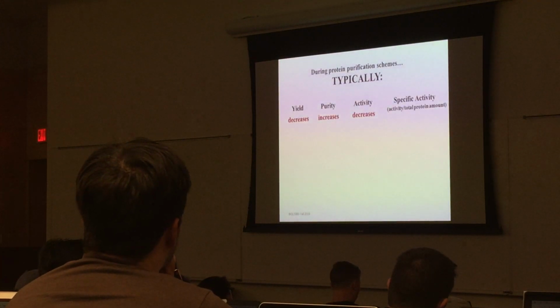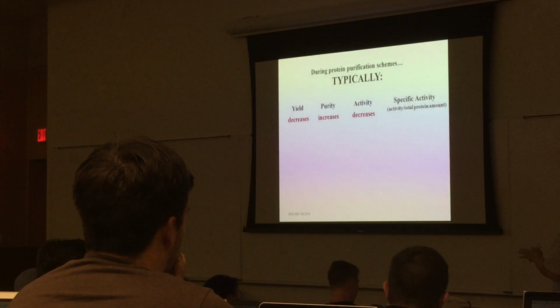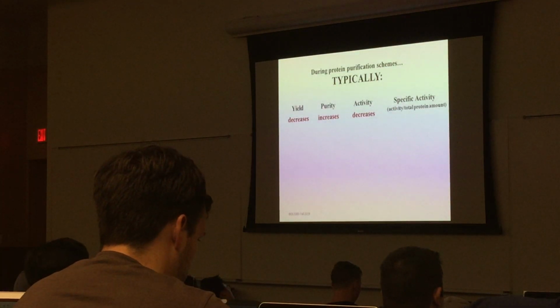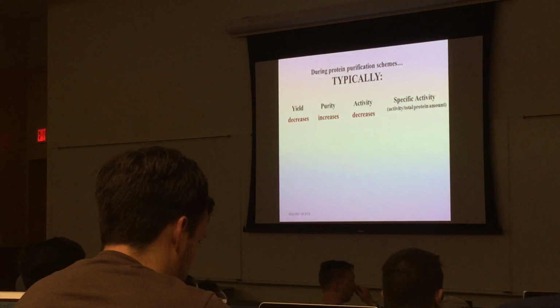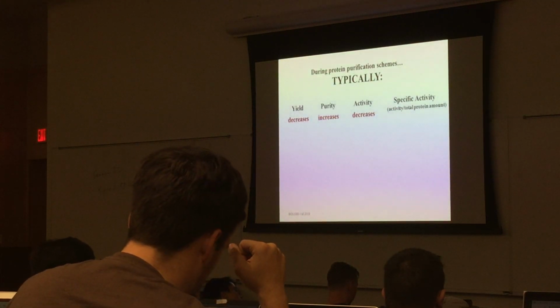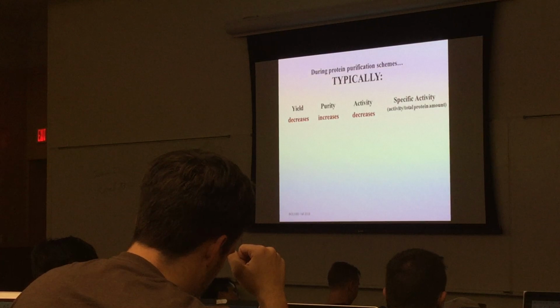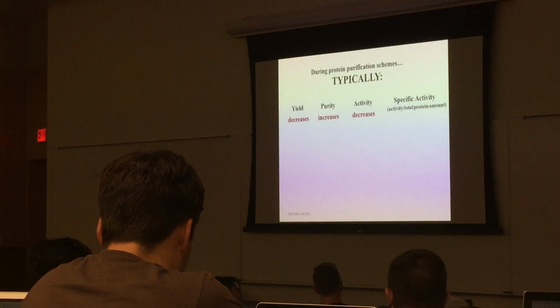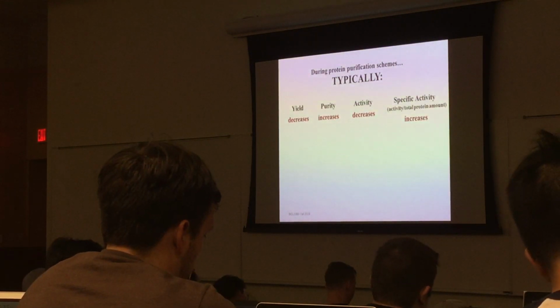I want you to think about another term called specific activity, and that's activity divided by total amount of protein. So what happens on a purification scheme to the total amount of protein from the beginning to the end? Does it increase, stay the same, or decrease? It decreases, okay? Why does it decrease? What are we getting rid of? We're getting rid of contaminants, okay? So as we get rid of contaminants, the denominator gets smaller, right? And hopefully our activity remains the same. So hopefully specific activity will increase over time.